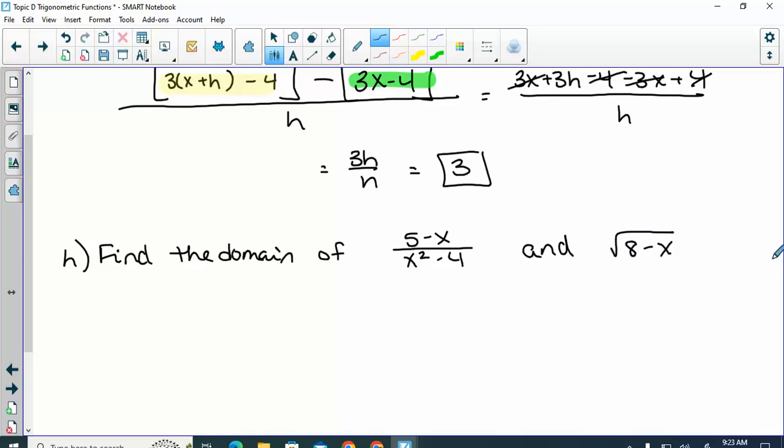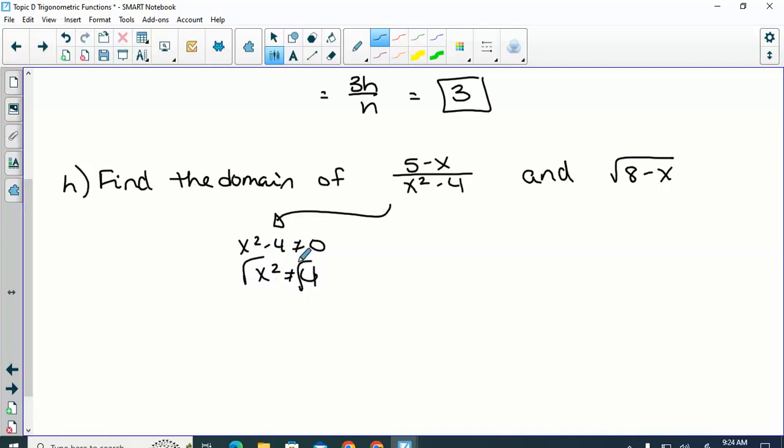Let's do a couple domain problems. If we have a fraction, what do we have to remember? The bottom cannot be 0. So for this one, I know x squared minus 4 cannot be 0. So x squared cannot be 4. Square root plus and minus, so x can't be positive or negative 2. I told you if it was just one value I wanted an interval, if it was more than one, you could just say x cannot be these numbers.